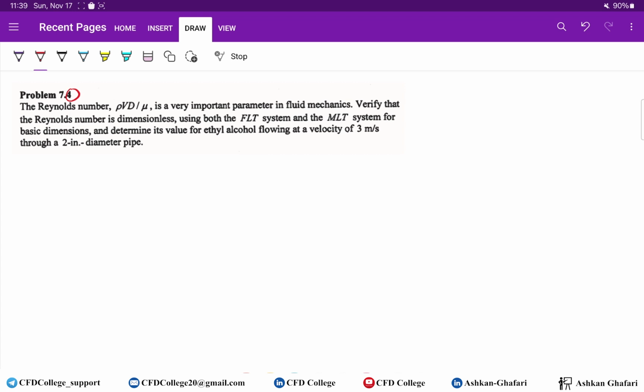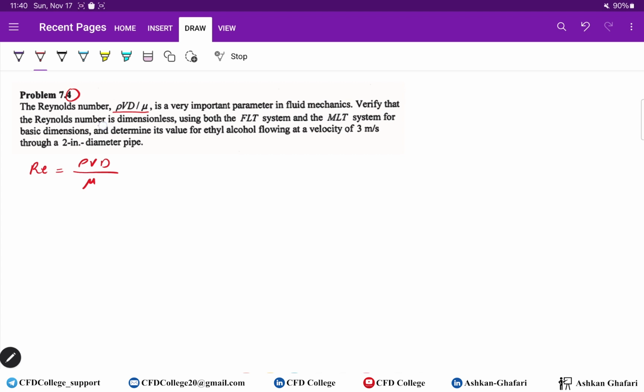The Reynolds number, rho VD over mu, is a really important dimensionless number in fluid mechanics. You will see it again and again and again if you continue your education in fluid mechanics. You have to know the meaning of this number, the concept behind it. It's a very important parameter in fluid mechanics.